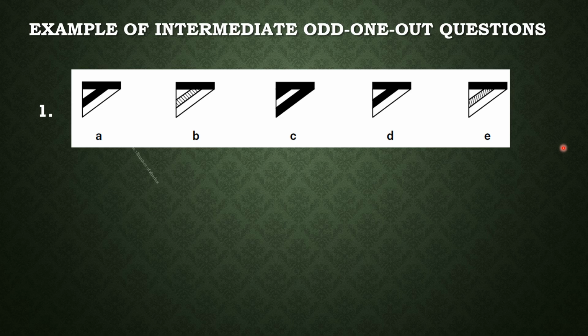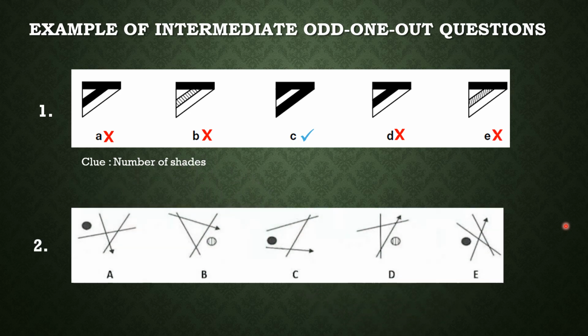So the clue in this particular question is the number of shadings, and the odd one out should be option C, which has three shadings, while the rest of them have two shadings. So that's how we identify the odd one out option. Now let's have a look at the second question.